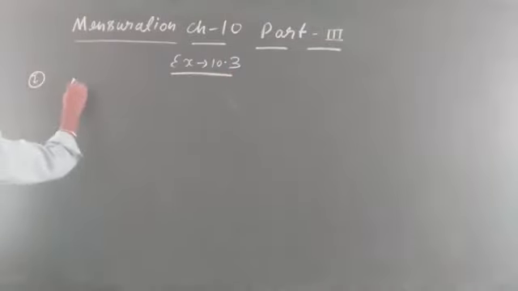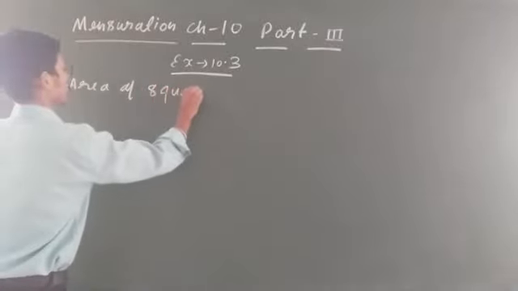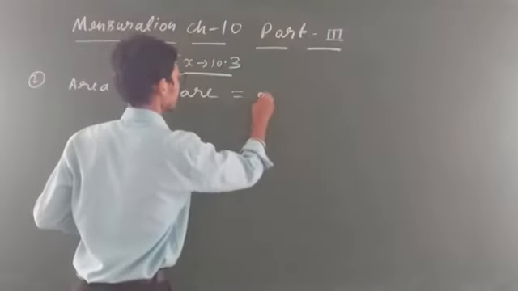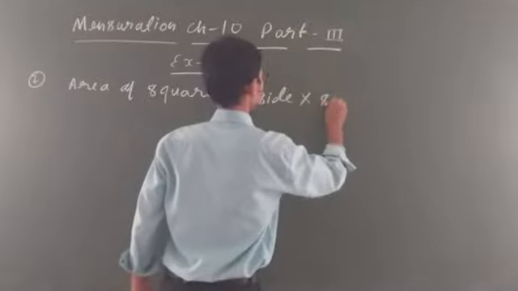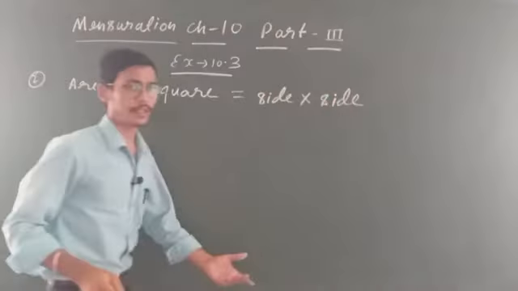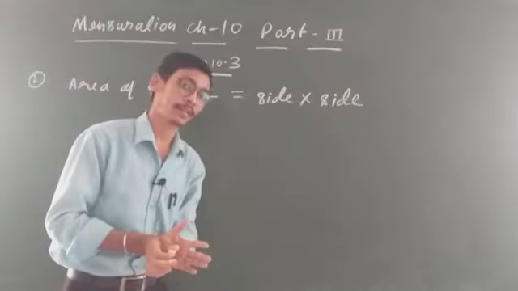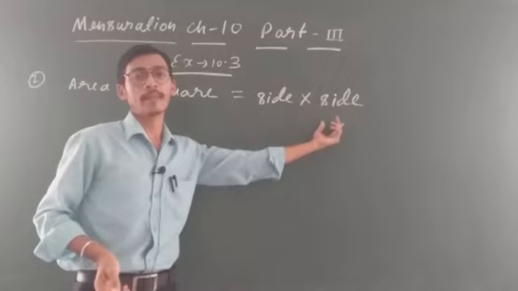Area of square. Clear student? Now area of square, you know that what? Side into side. Yesterday I explained why: because you know that in area both sides are given. Clear? So when you find a formula, it will become side multiplied by side.